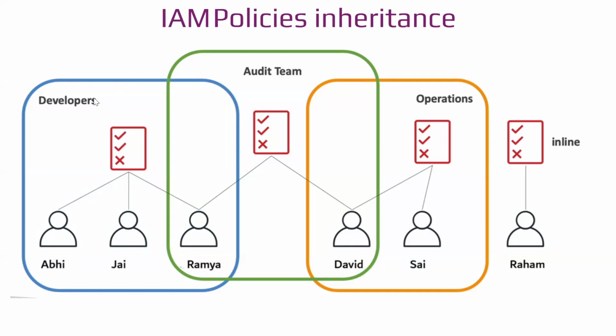If we attach the policy to a group, that policy is applicable to all users in that group. Similarly, I am attaching one policy to the developers group, so this policy applies to all three users. If we attach a policy to the audit team group, Ramya and David belong to that group, so they get this policy. For the operations team we attach one policy, which applies to David and Sai. This is the inheritance of policies.